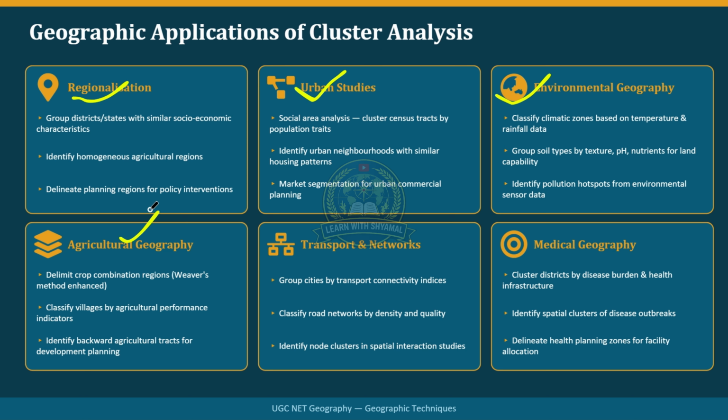Agricultural geography: delimit crop combination regions, Weaver's method enhanced, classify villages by agricultural performance indicators, identify backward agricultural areas for development planning. Transport and networks: group cities by transport connectivity indices, classify route networks by density and quality, identify node clusters in spatial interaction studies.